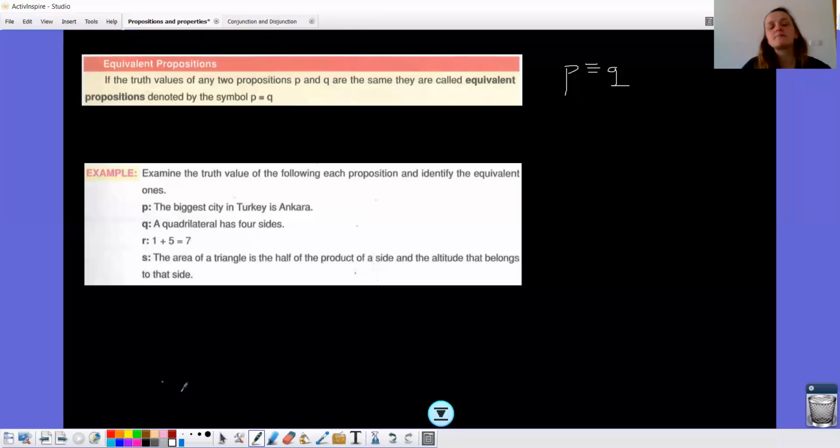Now here we have some prepositions given, and we need to check if they are equivalent or not. First proposition, the biggest city in Turkey is Ankara. But you don't know, let's change. Yes. Let's change this proposition. Let's write something else. The biggest city in Macedonia is Skopje. Okay.